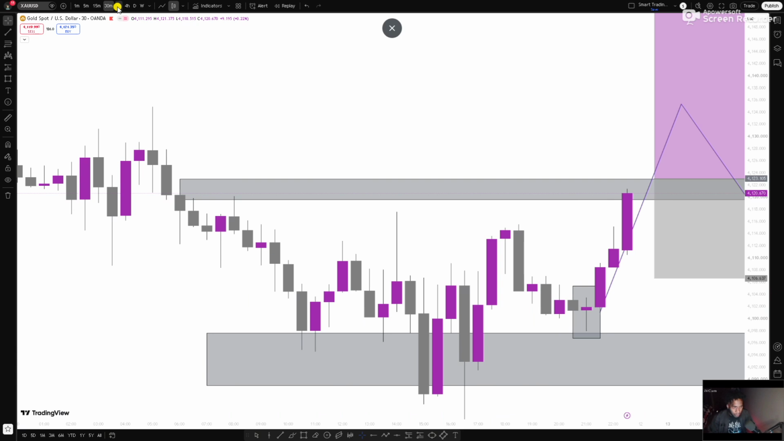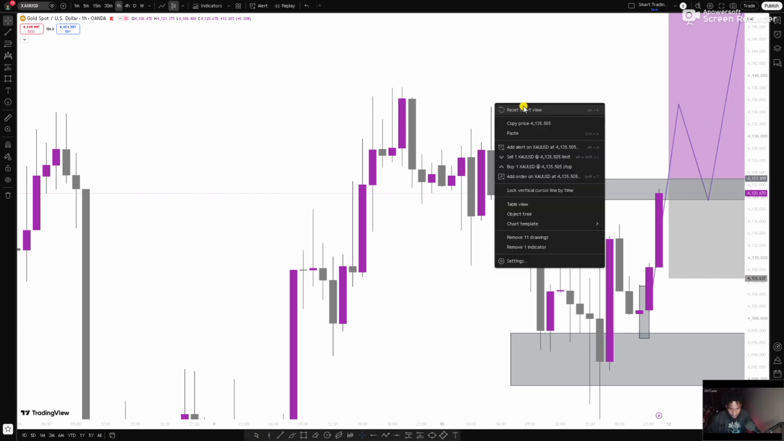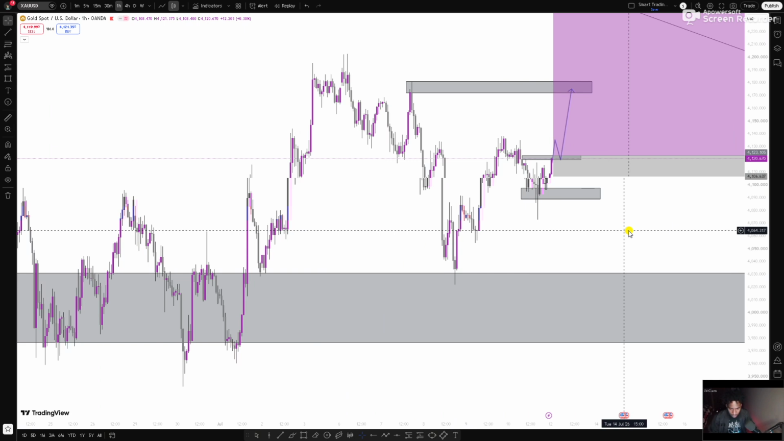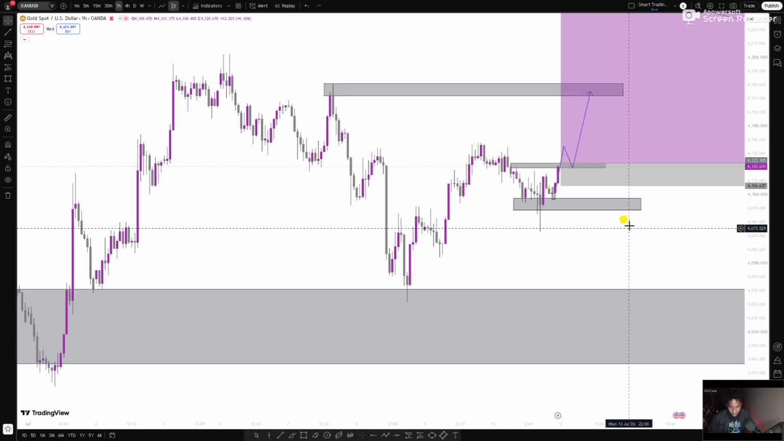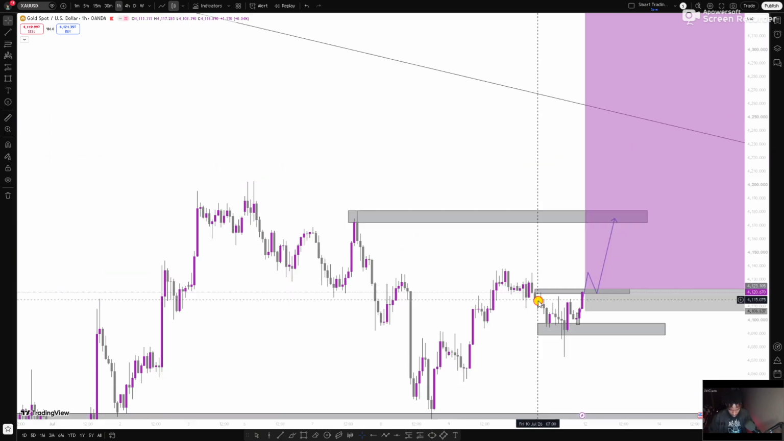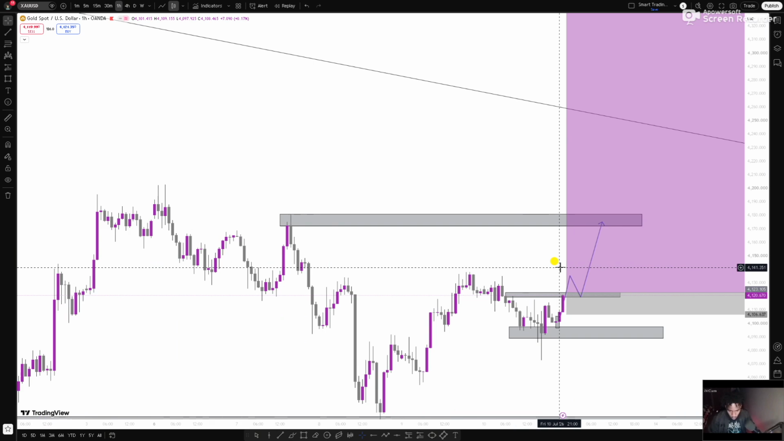Okay, let me check 1 hour. I got my chart messed up. I need to retest it like that. Yeah, nice. So for Monday we'll be looking for bullish or buying opportunities on gold, expecting the gold to come over here and retest.